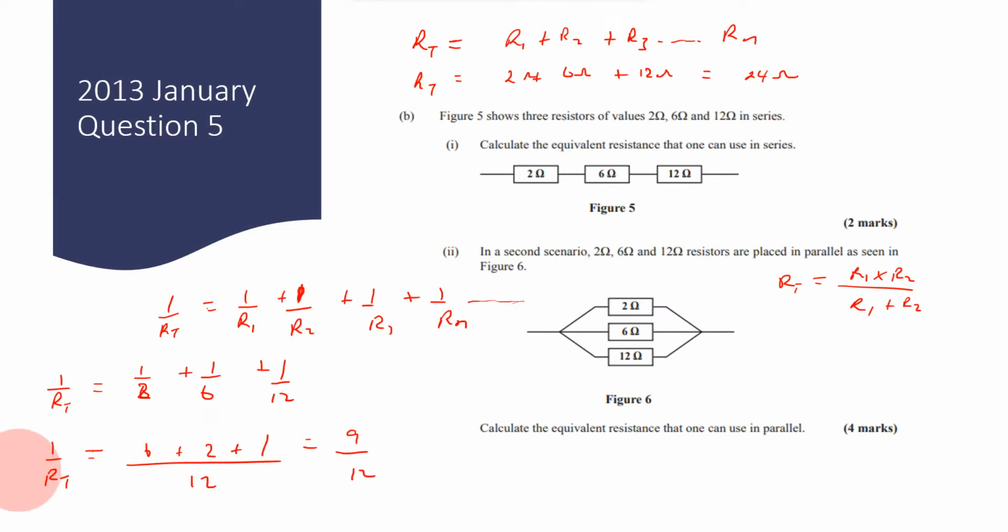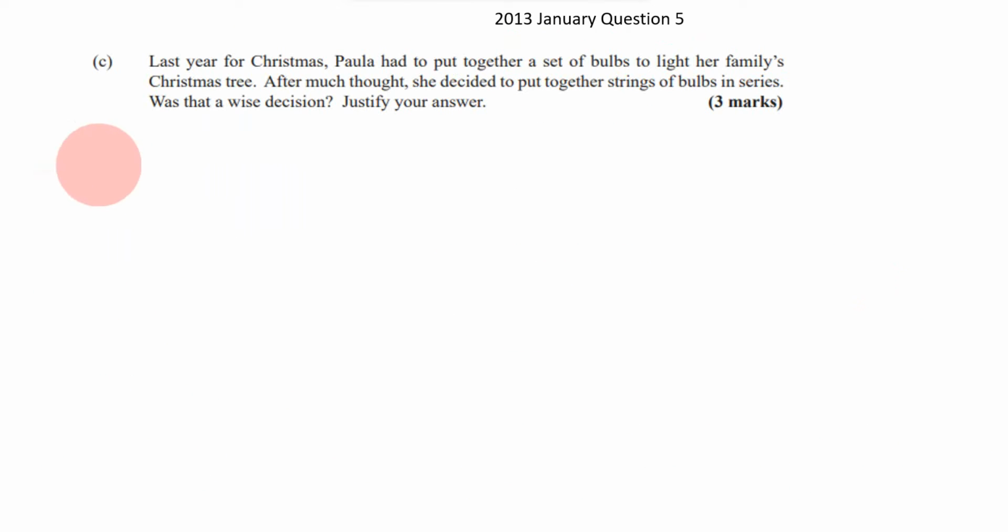Now, please bear in mind that this is not your total resistance as yet. So we're saying that 1 upon RT is equal to 9 upon 12. To find RT, we could cross multiply if we want, but in this case, we just flip it because it's the inverse. So RT is equal to 12 upon 9, which corresponds to 4 upon 3, which corresponds to 1.33 ohms. So that takes care of that answer. If you do that correctly, you get 4 marks. Easy marks to get on your exams.